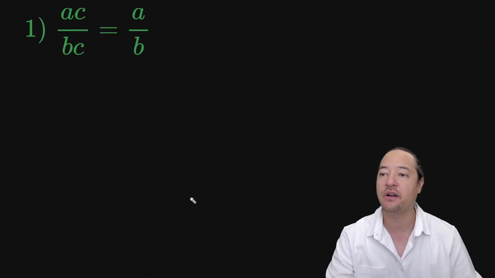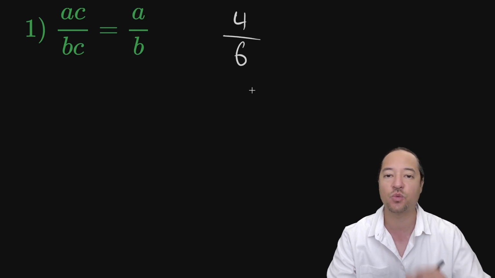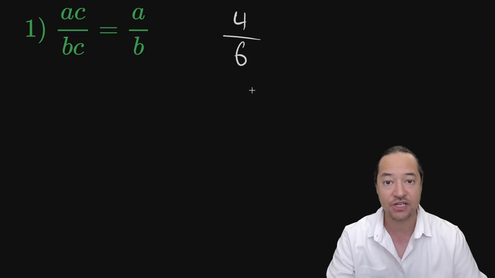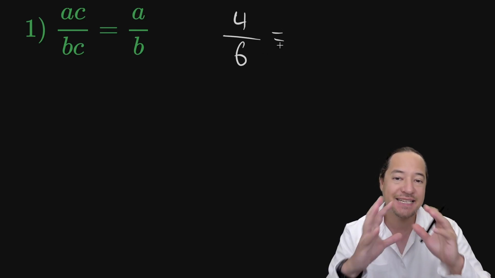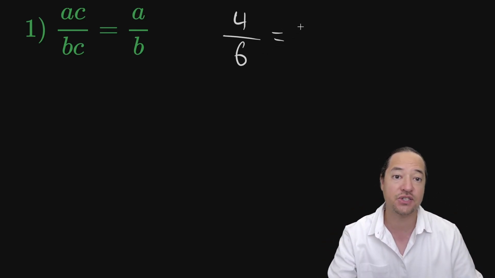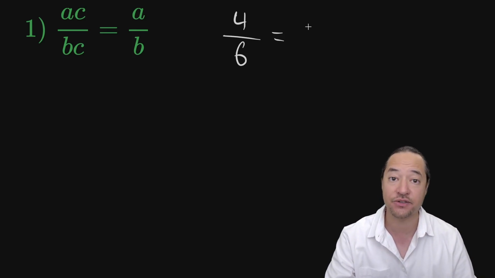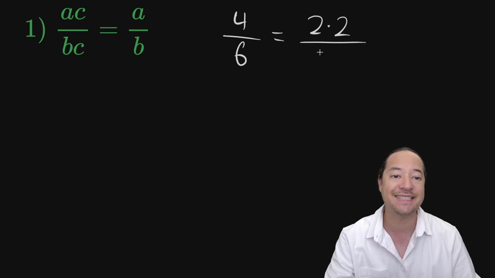All right, here we are, the very first rule, and this one is actually fairly straightforward. Let me use an example here. What if I have 4 divided by 6? Well, the idea is this rule tells you how to simplify a fraction. I can decompose each of these terms, the numerator and the denominator, into its factors, right? So 4 is the same as 2 times 2, and 6 is the same as 2 times 3.